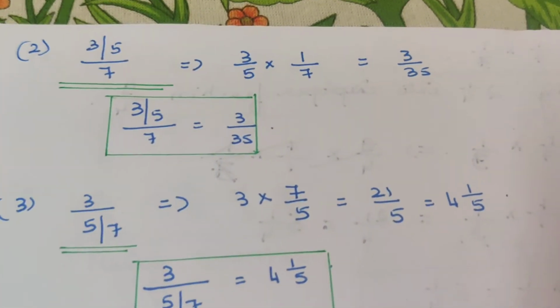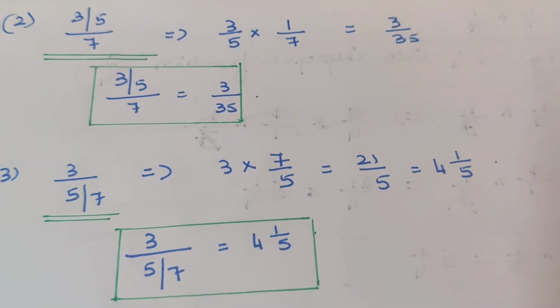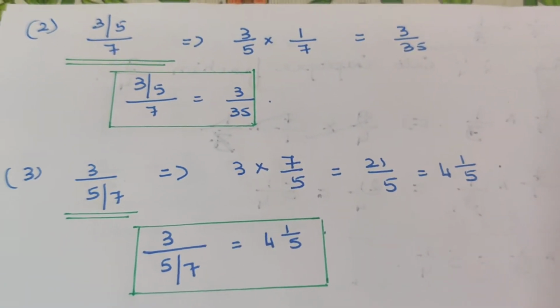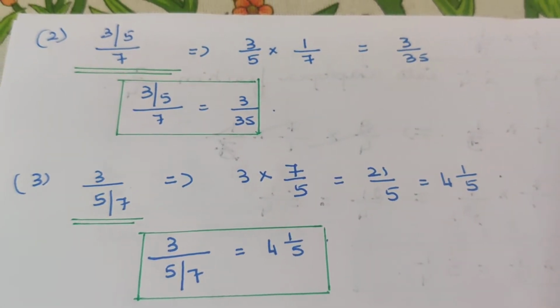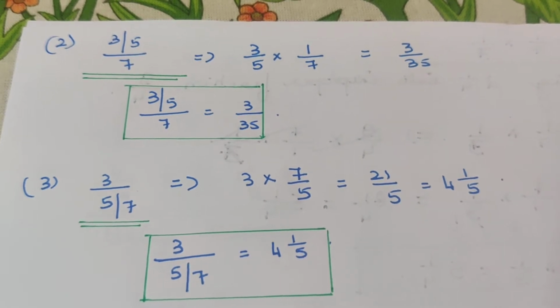Moving on to the next one. 3 by 5 by 7, that is equal to 3 by 5 into 1 by 7, that is equal to 3 by 35. Very simple. 3 by 5 by 7 is equal to 3 by 35.